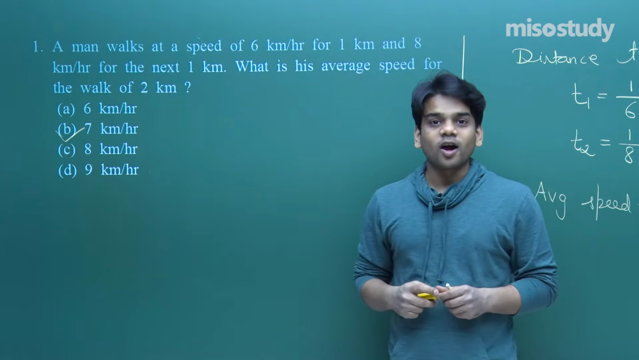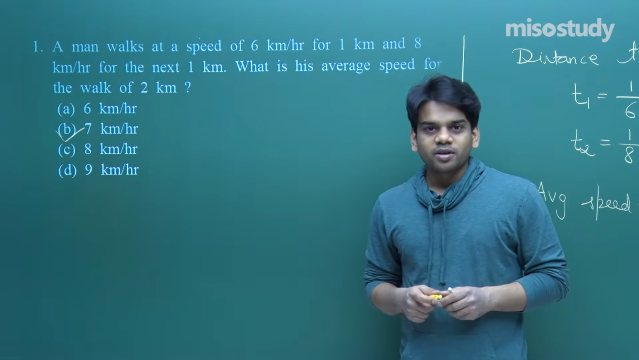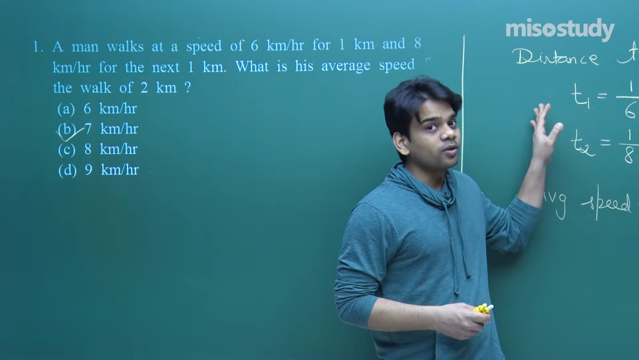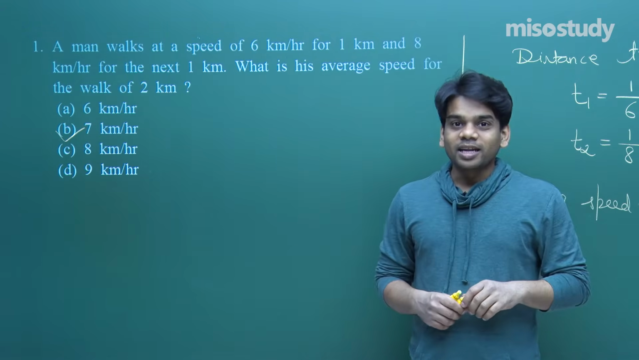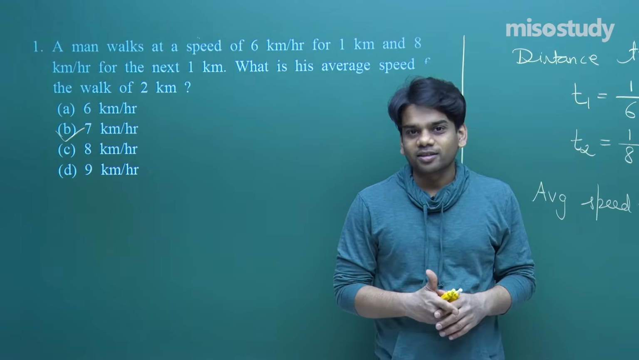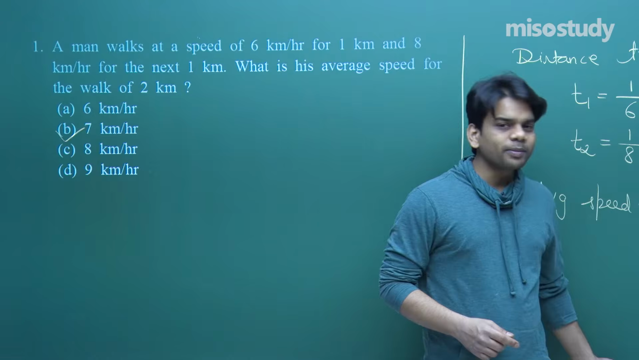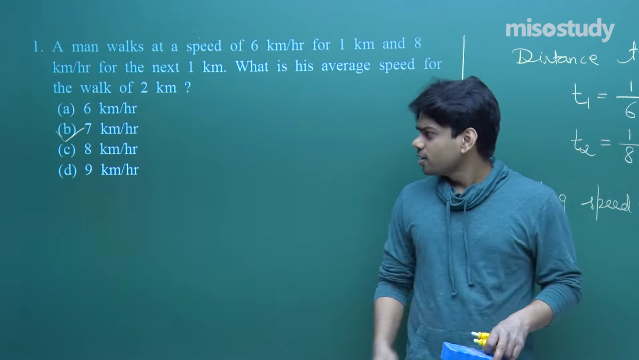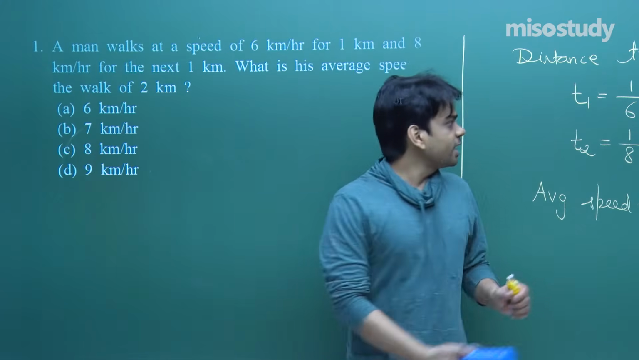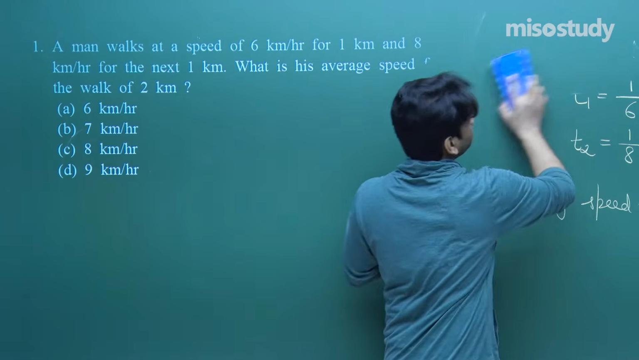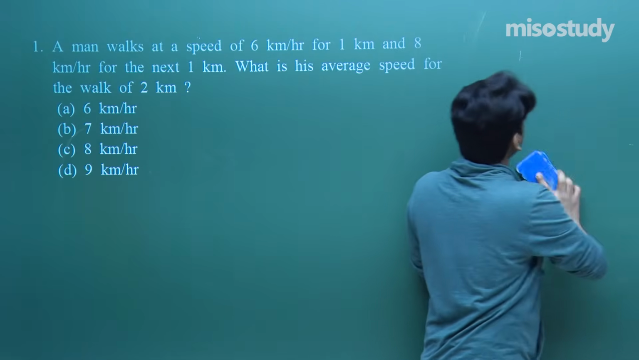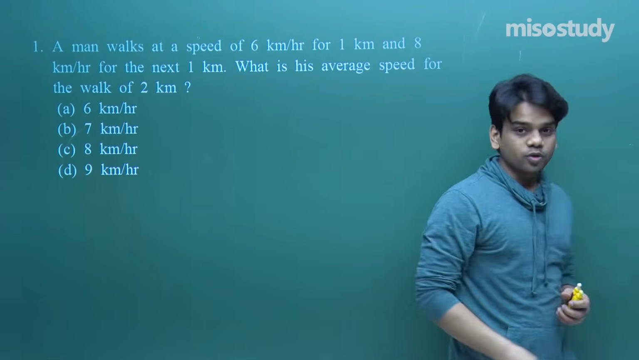I hope that you have got how we have solved this question. We have to evaluate the time taken: 1 by 6 for the first kilometer and 1 by 8 for the next kilometer. Then the total distance is 2 km, so divide 2 by the entire time taken. We get 48 by 7, nearly equal to 7 km per hour. So that's why I have marked 7 km per hour as the answer. Let's go ahead with the next problem, and let me clear the board. Hope that you have understood this question.